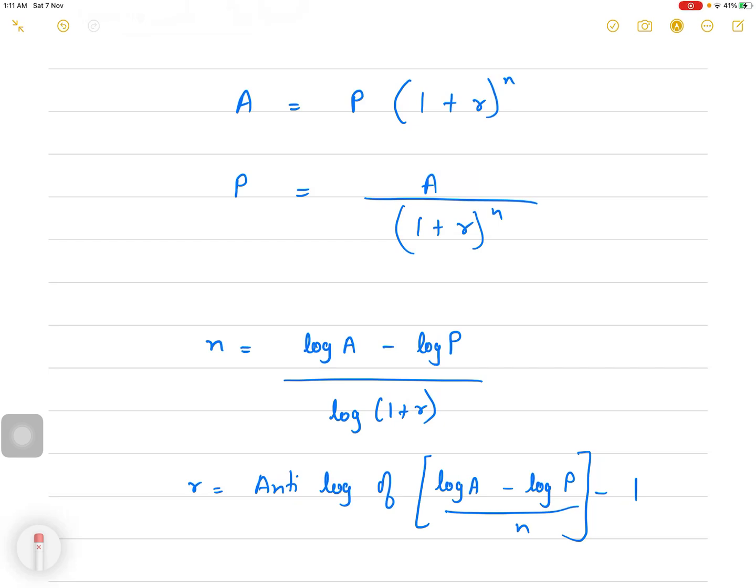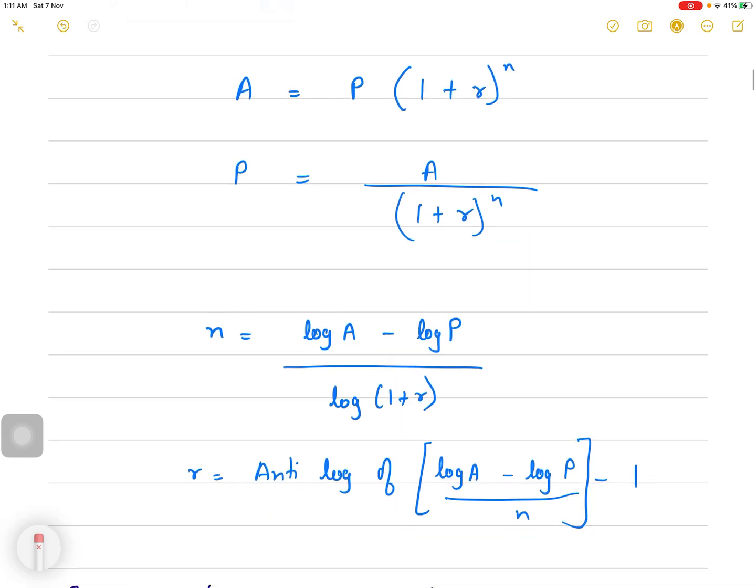Hello students, let's solve a few problems of compound interest today. These are the formulas relating to compound interest. Please note all the formulas.